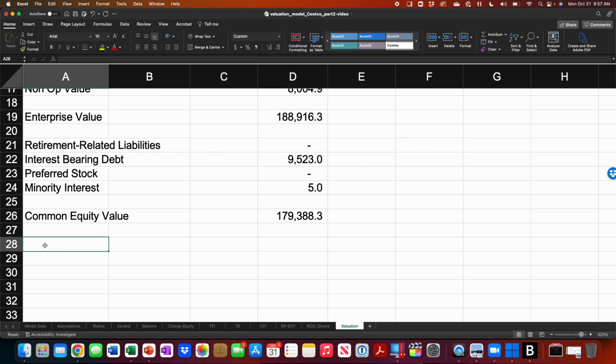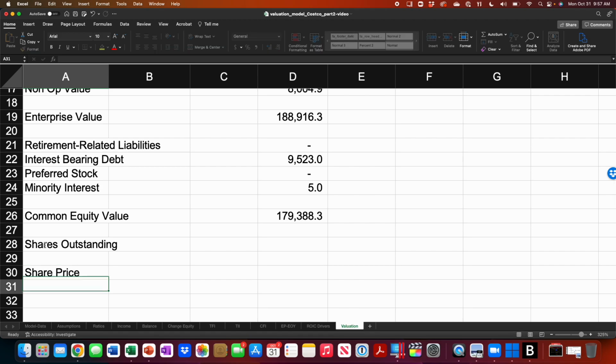If I take the common equity value and I divide that by the shares outstanding, then I get a forecasted share price. Now, I don't want to put the shares outstanding on this tab directly. No yellow in this tab.